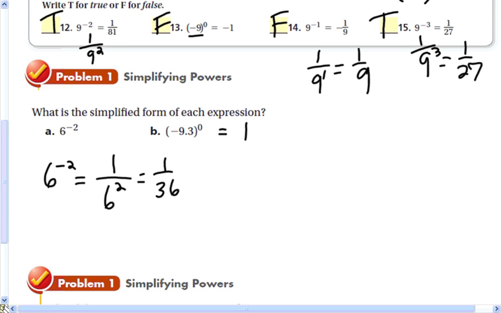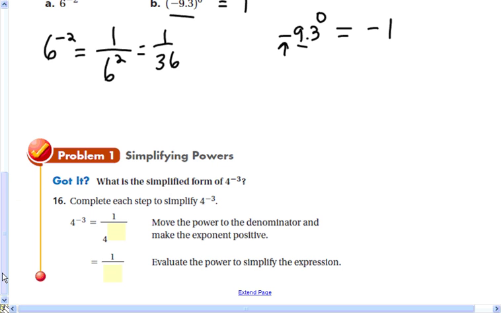But now, some of you might be thinking, what if it was this? Well, that is negative 1, because the negative in front of that just turns that into a negative number. The difference being that this has parentheses and this doesn't. All right.